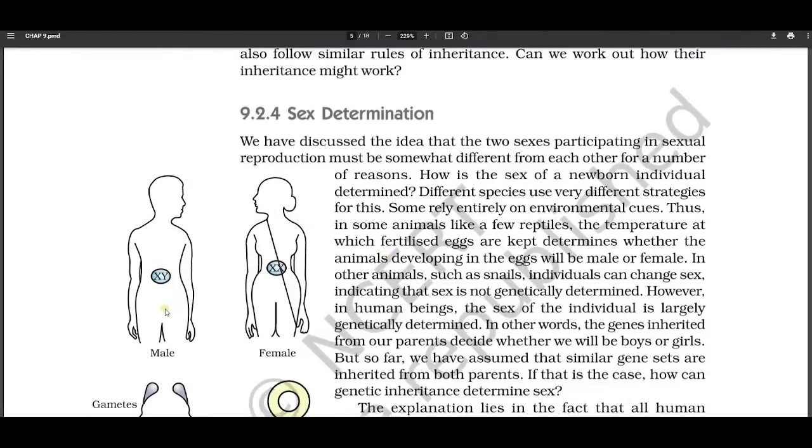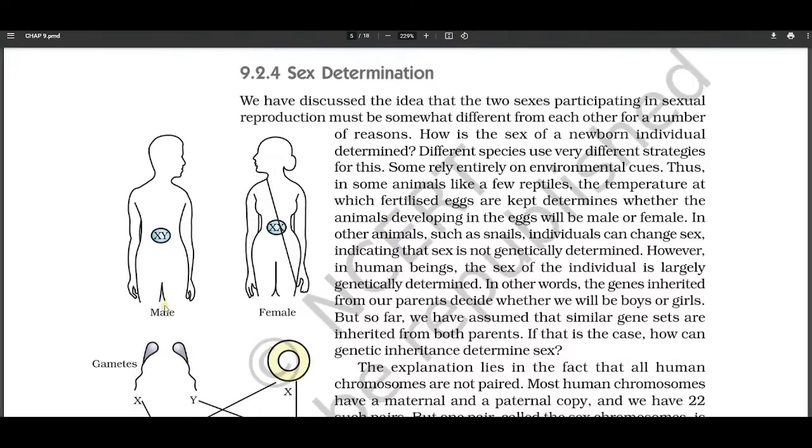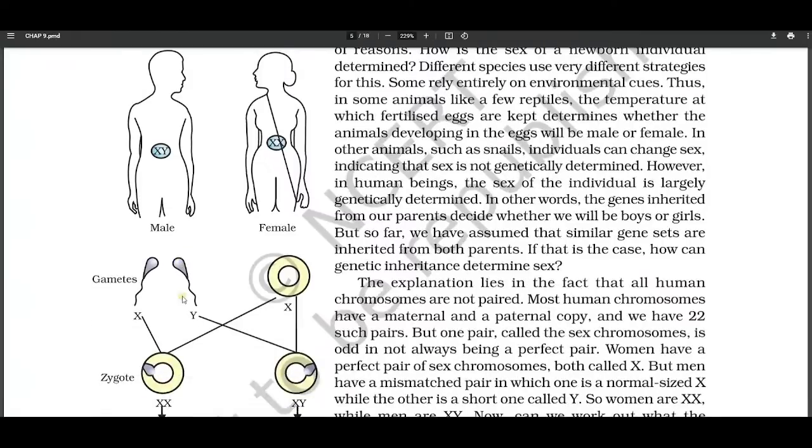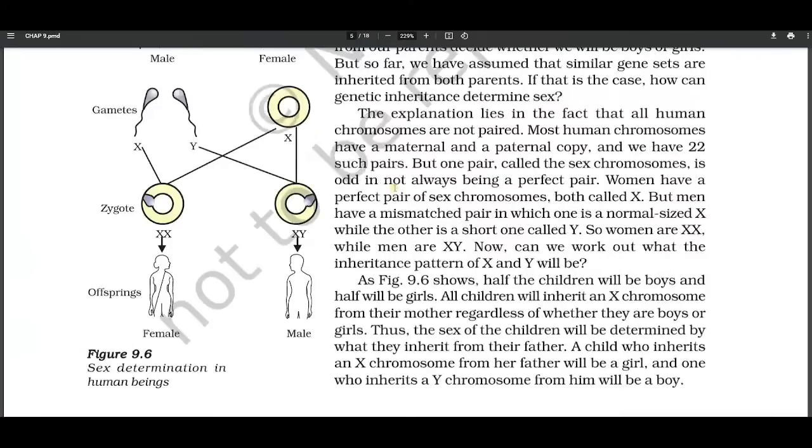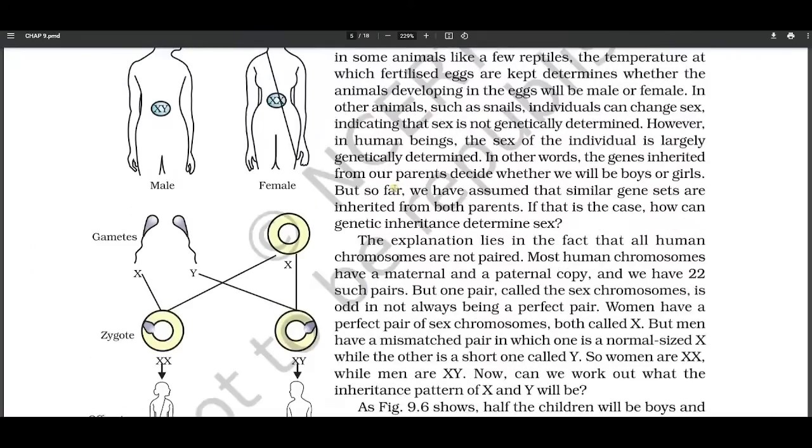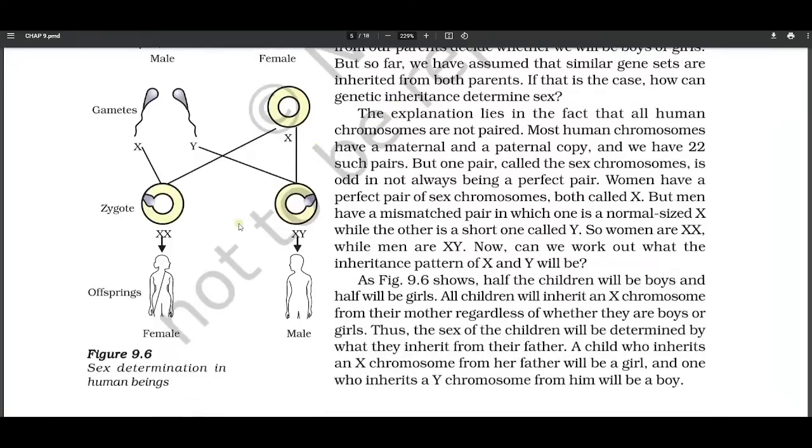Now the next important concept is sex determination. The male contains sex chromosomes XY, female contains XX. If X of the male fuses with X of the female, then it is a female baby. If Y of the male fuses with X of the female, then it is a male baby. So sex determination in human beings is an important 3 mark question. With figure you can explain this concept.